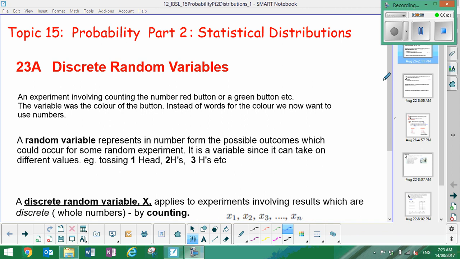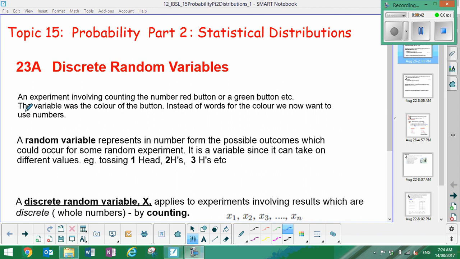In this topic we're looking at statistical distributions where we get a range of results. We're covering chapters 23 and 24. 23 is all about looking at discrete random variables and 24 is looking at continuous random variables. So in chapter 23, where we're looking at discrete random variables, we're looking at situations where we have already looked at an experiment involving something like counting buttons, red or green buttons, or throwing a dice, things like that.